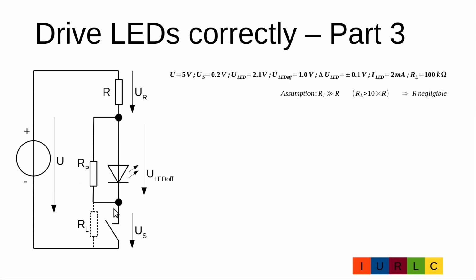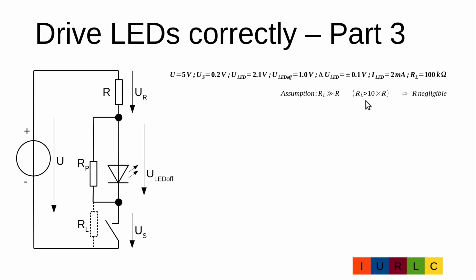RP has the purpose, in case the LED is switched off and we have a leakage resistance RL of 100 kilo ohm, that the voltage drop on the LED is limited to 1 volt. To make the calculation easier, we assume that the leakage resistance RL is much bigger than the resistance R of the pre-resistor.